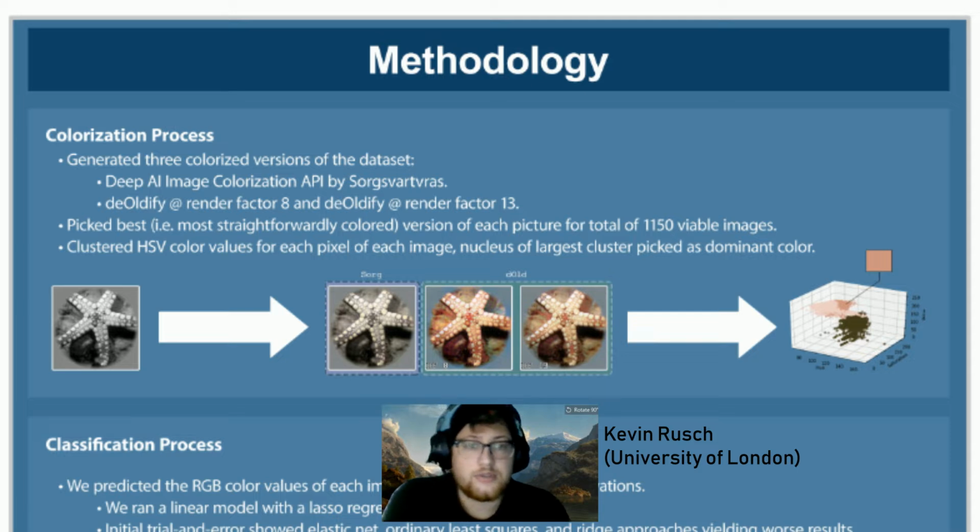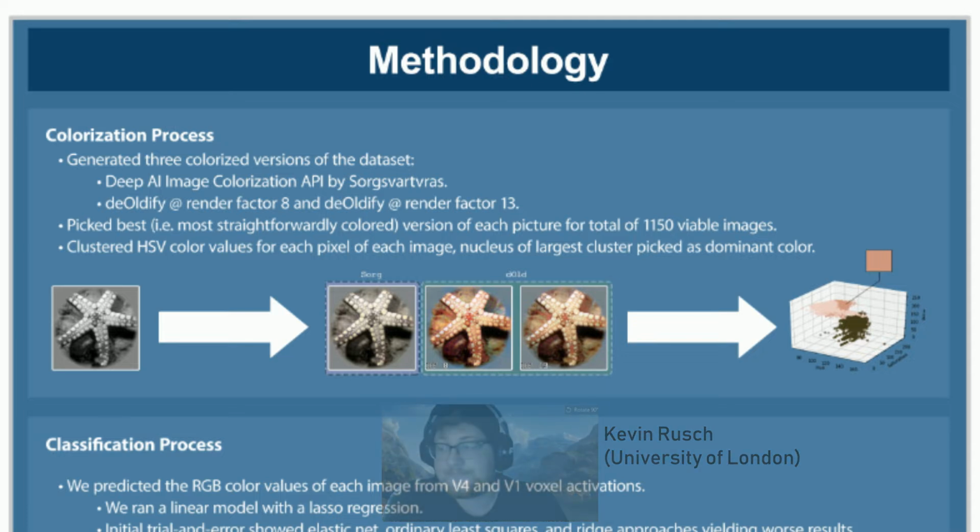We then picked the version of each image that had the most immediately identifiable dominant color, and discarded any images with no such color, leaving us with a final dataset of 1,150 images. We then finished the recolorization process by running k-means clustering on the hue, saturation, and value of each pixel of each image, and picked the nucleus of the largest cluster as our dominant color.